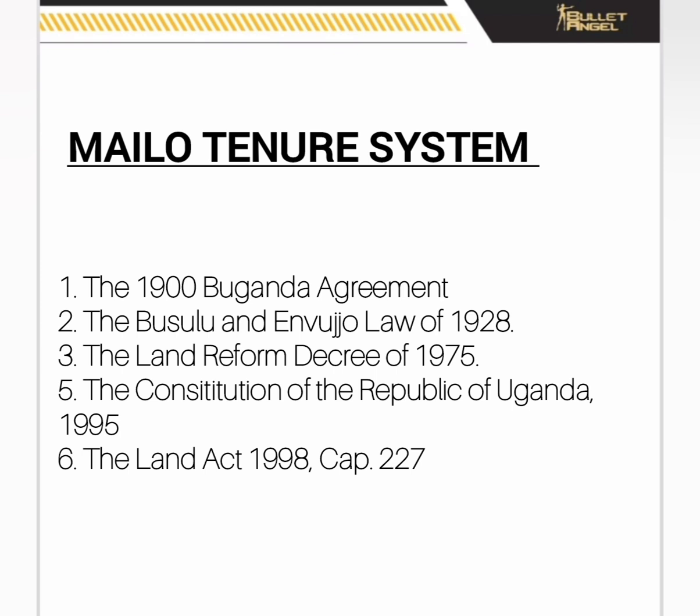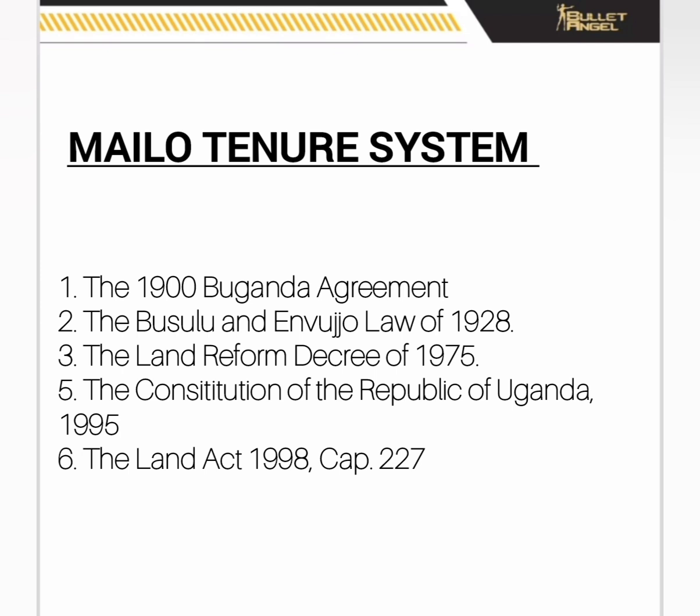So why was the 1928 Busulu and Envujo law passed? The new landowners under the Mailo tenure system had excessively exploited the tenants, the sitting Bibanja holders, by increasing rents to unreasonable levels. So these people rioted against this. That's why the British government forced the Lukiiko to pass the Busulu and Envujo law in order to regulate the rights and obligations of Bibanja holders and their landlords or Mailo owners. So let's look at the various provisions made under the Busulu and Envujo law.